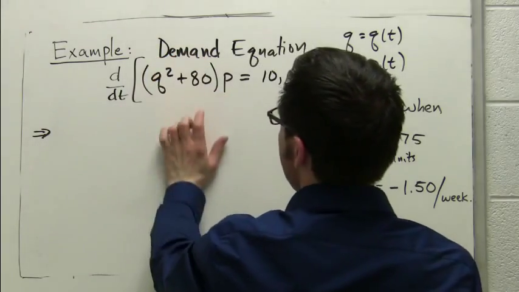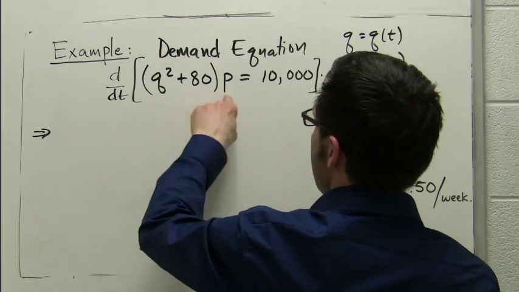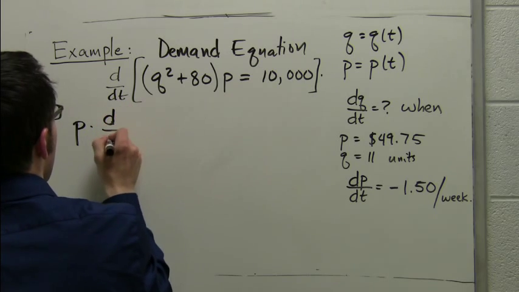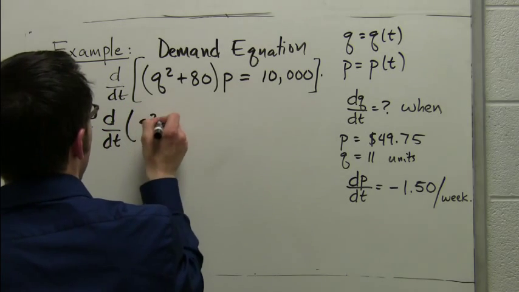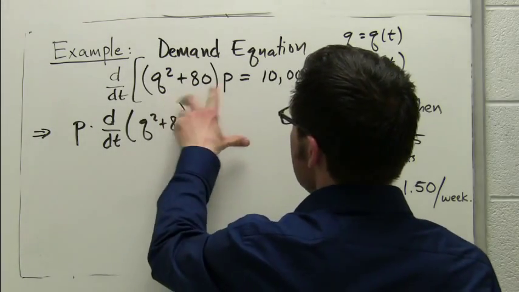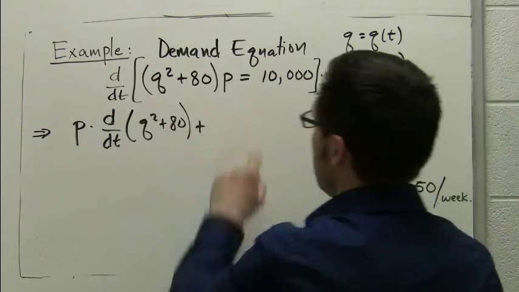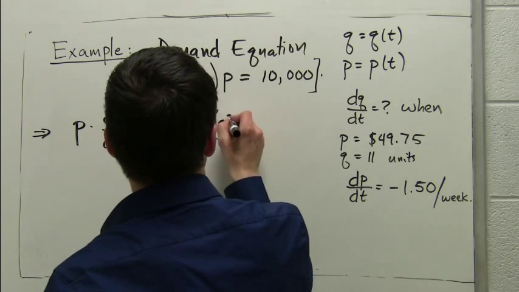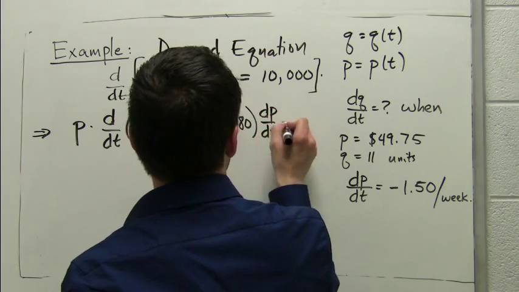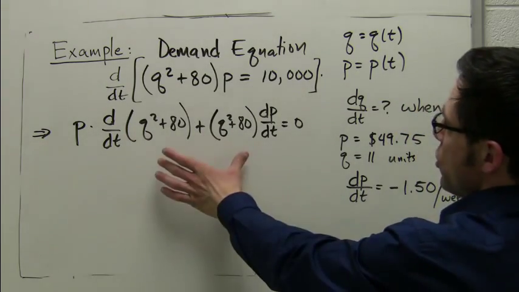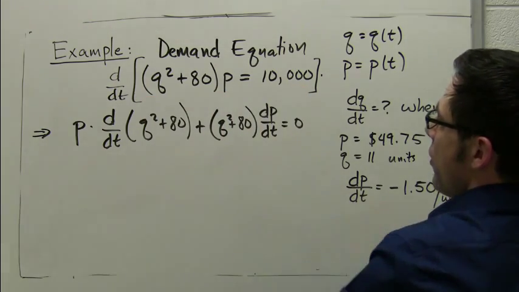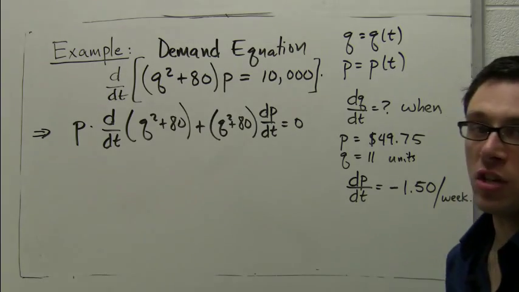So the derivative of the first chunk is just q squared plus 80 times the second. So this is going to be P times d/dt of (q squared plus 80), plus the other way around, (q squared plus 80) times the derivative of P with respect to t. So this is going to be (q squared plus 80) times dP/dt, and it should equal 0. Okay? So I use the product rule on this product of things. Here's one chunk, here's another chunk, and the 10,000 is going to be 0. That's not changing with respect to time.